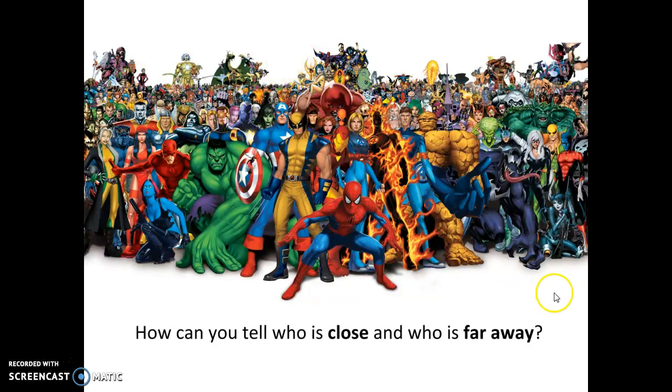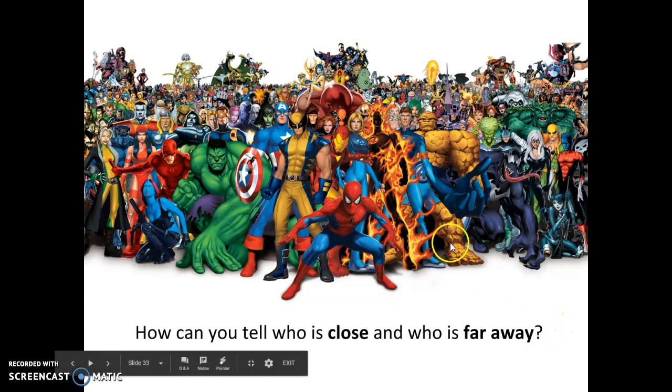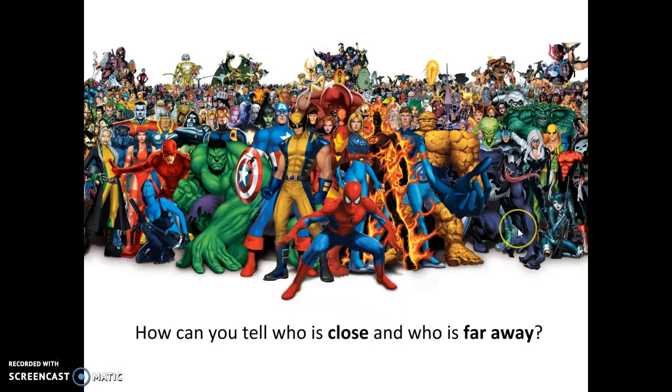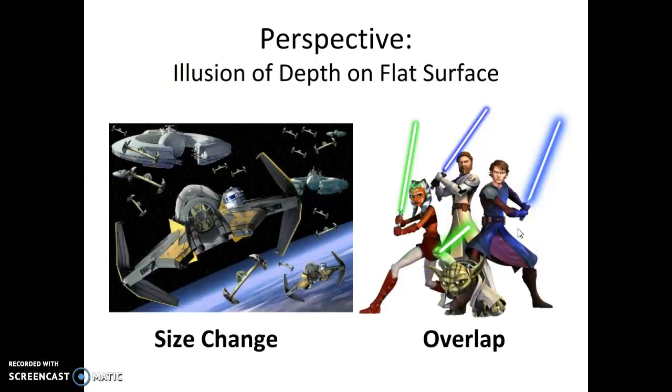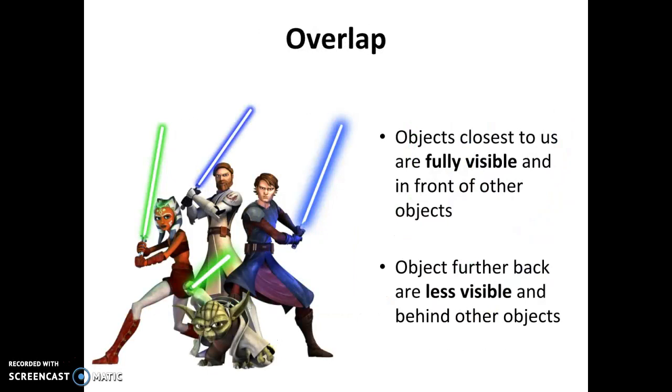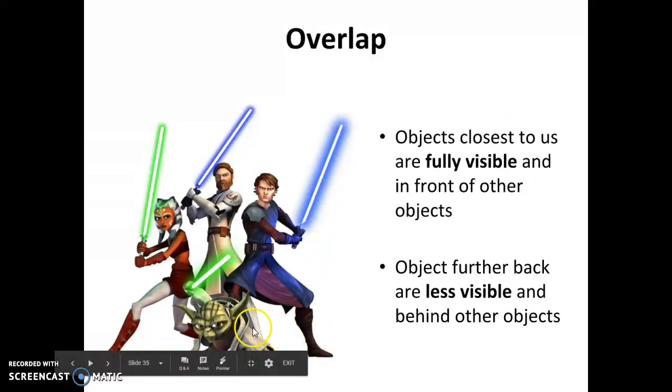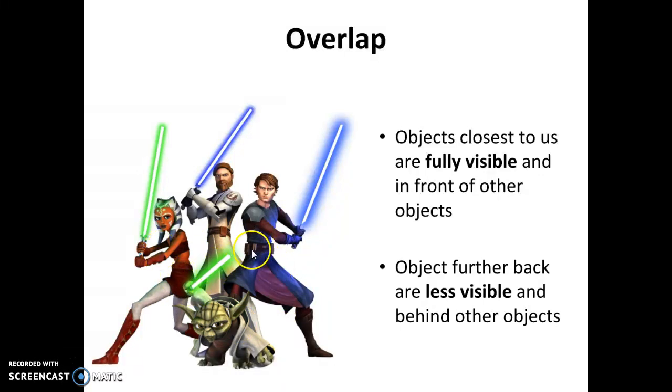Now, some of these characters are significantly larger because that's just what they are. But as you can see, things that are closer are lower on the page and big. Things that are further back on the page are higher up and smaller. So you're going to be using size change and overlap in this illusion of depth on a flat surface perspective assignment. So again, overlap is when you can see fully all of something that is in front, and you can see less of things that are behind. So Yoda here, although smaller, is in front of everything else because you can see all of him and you can't see all of these Jedi Knights behind him.